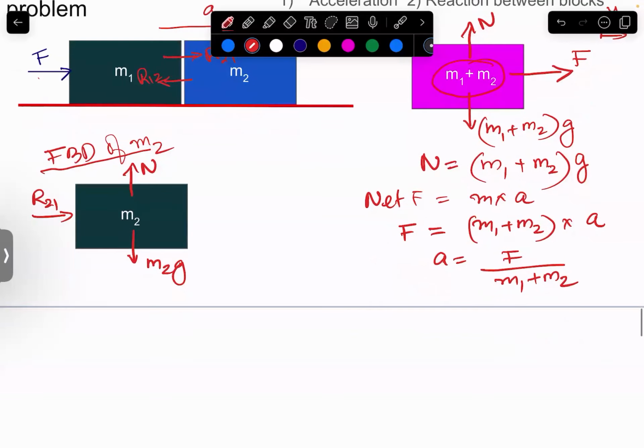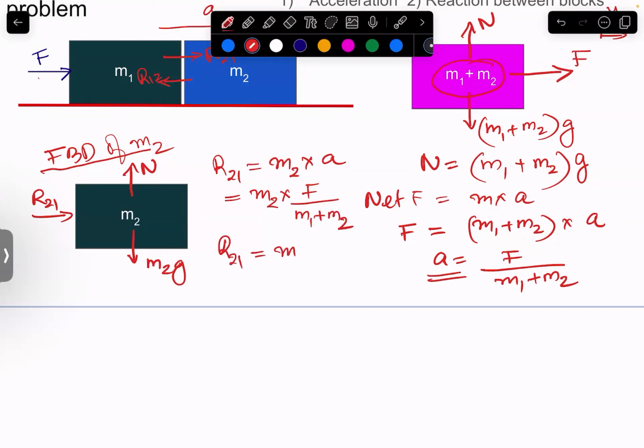So now we have to find the reaction force R21, right? This reaction force is what is pushing M2 with an acceleration of A, and we have found A here. A is F by M1 plus M2. So the reaction force R21 is equal to M2 by (M1 plus M2) times F. Okay, so this is how you find the reaction forces between two blocks.